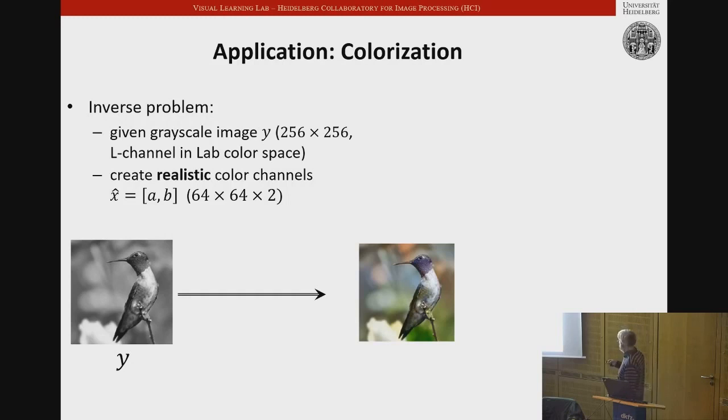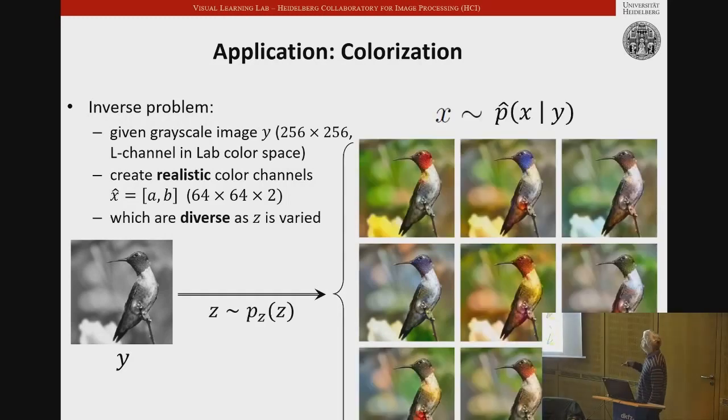And the second requirement is that we do not just want one color image, but when we sample different Z, we want also different X, so different color images. And they should be as diverse as would be natural. So these are 9 images. And now comes the quiz. Which of these 9 is the true one?